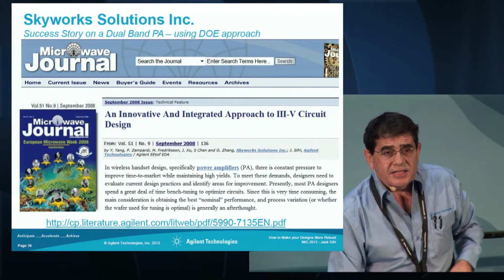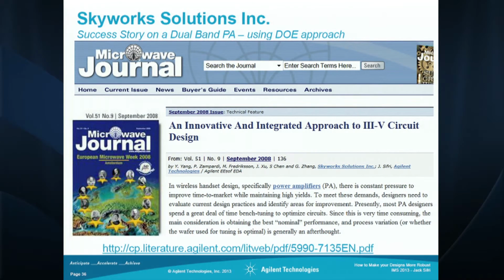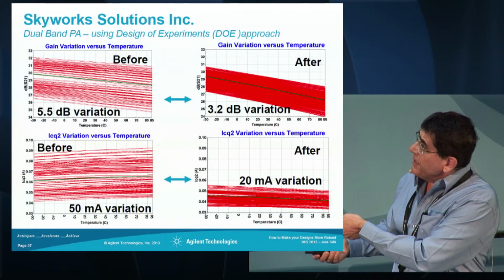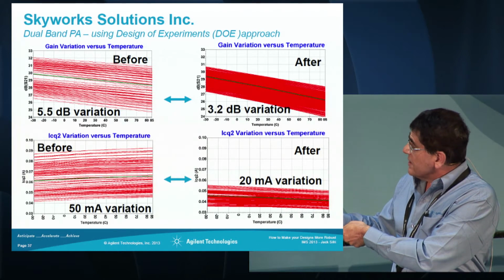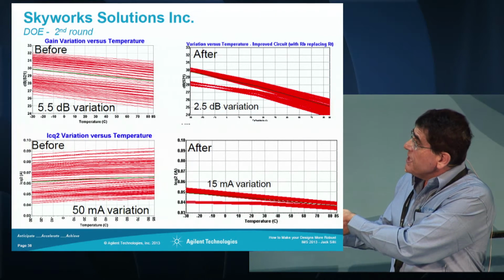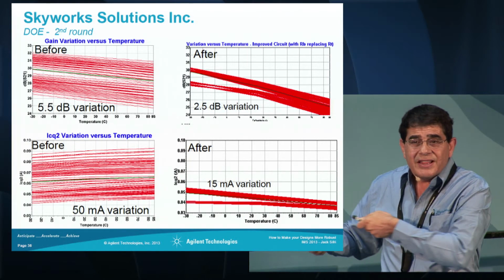We wrote an article with Skyworks. This is an article in Microwave Journal, Innovative Integrated Approach to 3-5 Circuit Design. Skyworks worked on design of experiments on a dual band power amplifier, and they were able to ship millions of chips every month after fixing their design using design of experiments. You can read this, it's in the CD. But basically, they started with 5.5 dB variation, and the current is 50 milliamp variation, and they ran DOE twice, and they dropped it down to 15 milliamp variation and 2.5 dB variation. That was the paper that was written in Microwave Journal. You can read it. And they were able to ship a lot of high yield chips.